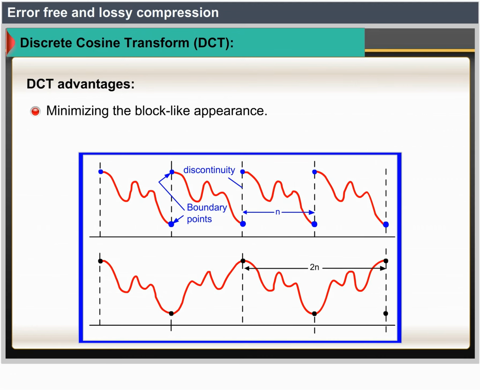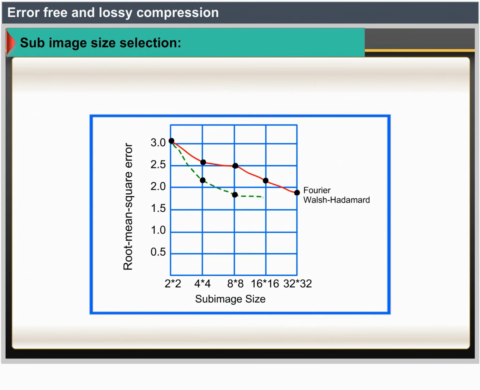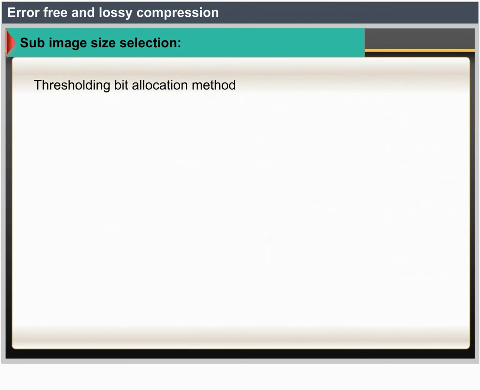The screen now shows the sub-image size selection, truncation of 75% of coefficients. The thresholding bit allocation method can now be seen on the screen.